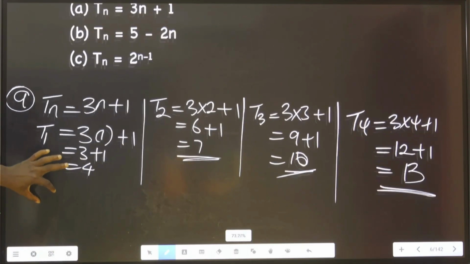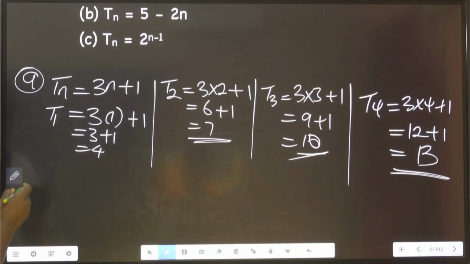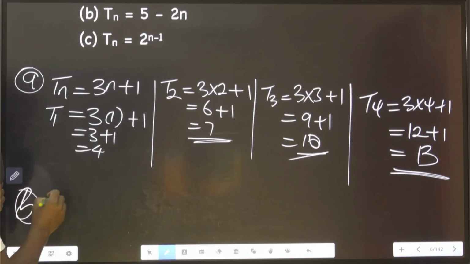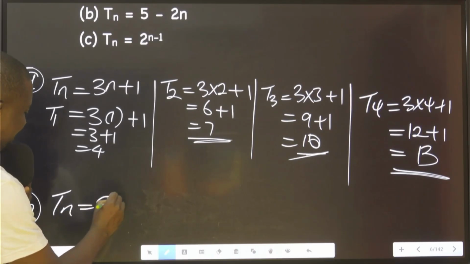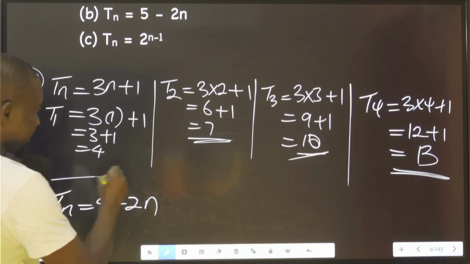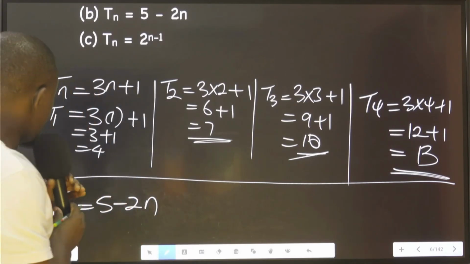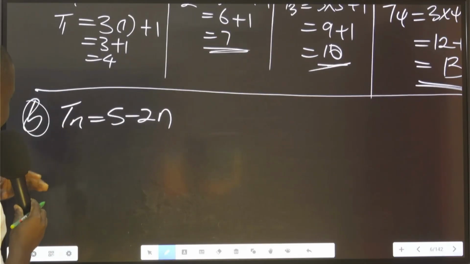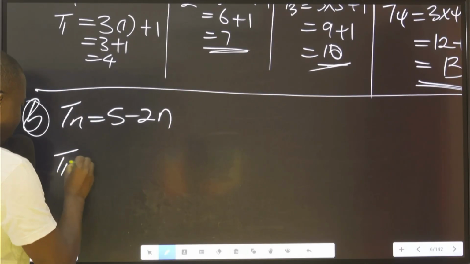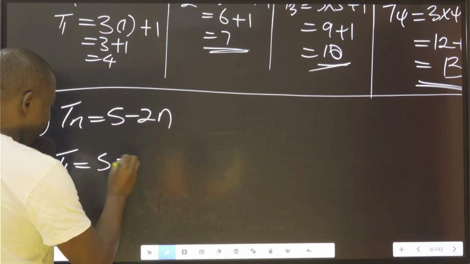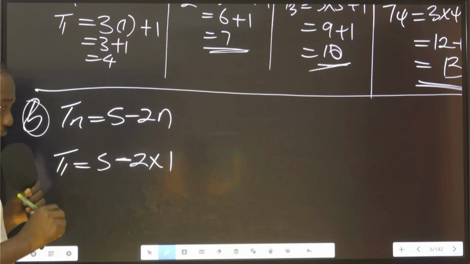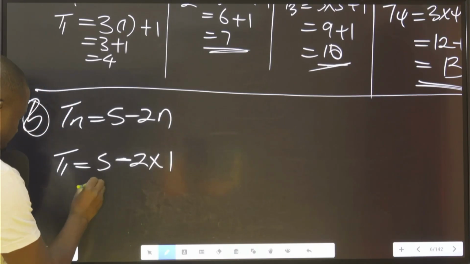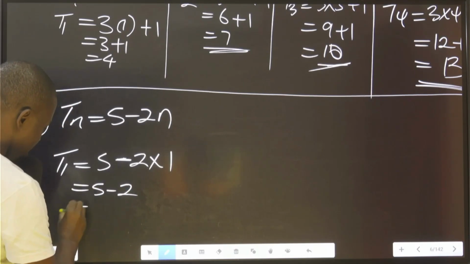Now, let's go for the B part. For B, we have Tn is equals to 5 minus 2n. So for the first part, T1 is equals to 5 minus 2 multiplied by 1. In place of n, we put 1. Okay? That is 5 minus 2 equals to 3.